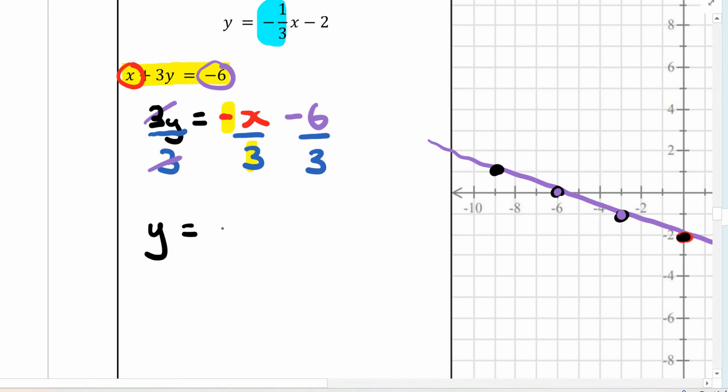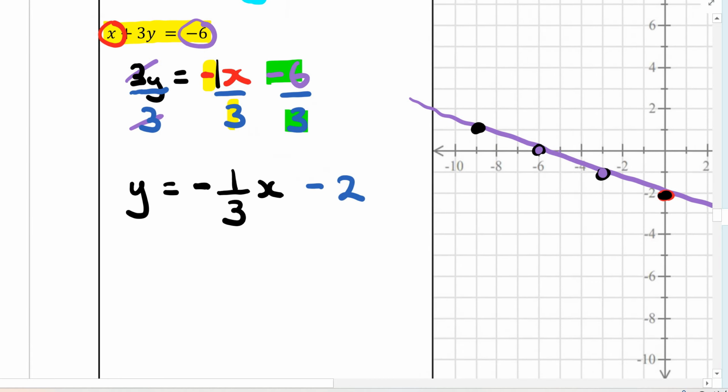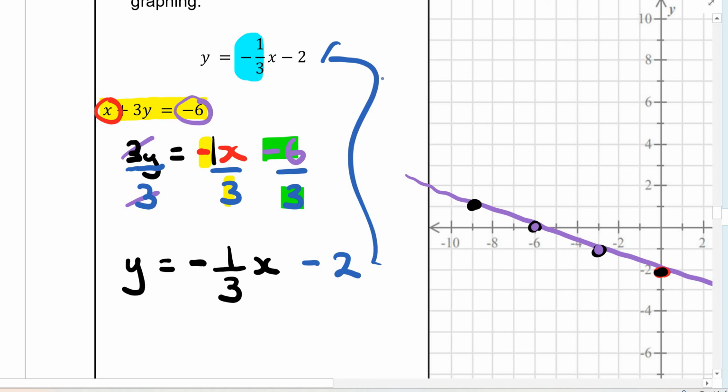If you want to write that as a proper slope, put the negative sign in front. There's an invisible 1 there, right? So it's really negative 1 over 3 x on the side. And then just do this calculation. Negative 6 divided by 3 is negative 2. So it turns out that it's exactly the same equation as that, right?